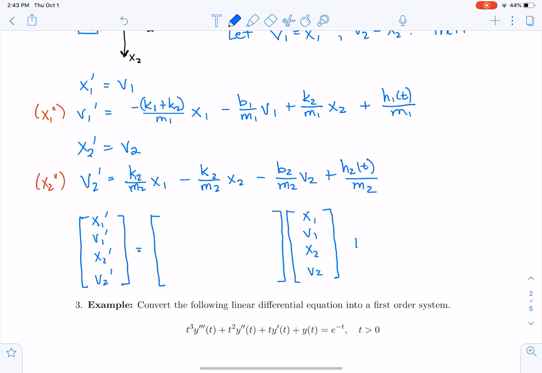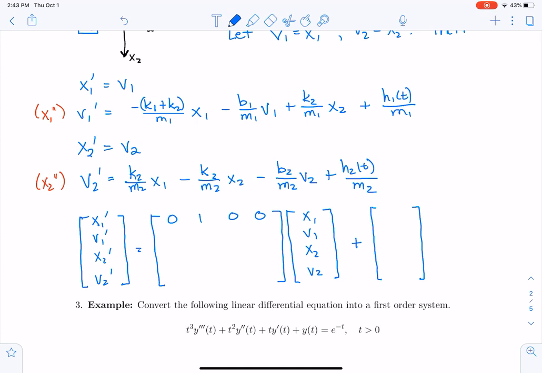And then plus maybe some external force. Okay, so let's fill in the entries. In the first equation, we just have a v1 and nothing else. So that means we need a 0 for the x1s, 1 for v1, and then 0 and 0 for x2 and v2.